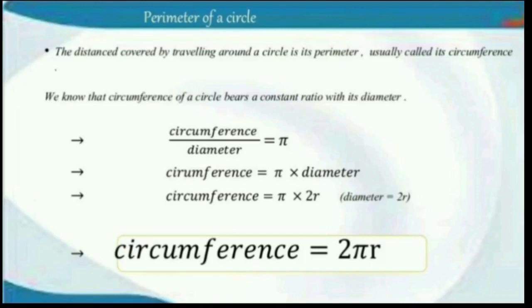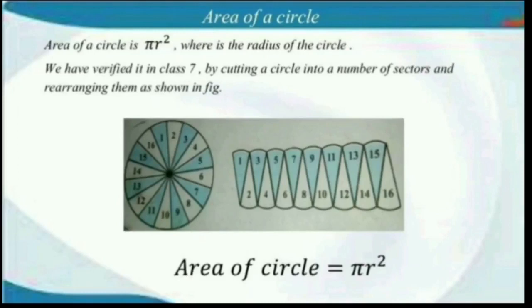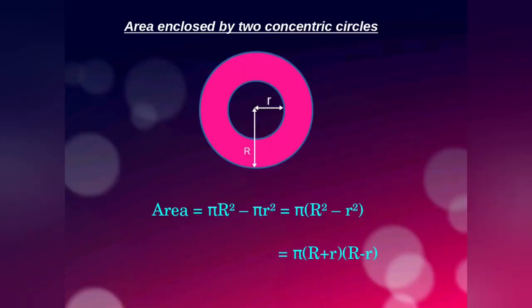So, circumference by diameter is equal to pi. Therefore, the circumference is equal to pi into diameter. That is equal to 2 pi r, where diameter is equal to double the radius. Therefore, the circumference of a circle is equal to 2 pi r. Also, we know that the area of a circle is pi r square, where r is the radius of the circle. Let us see some more useful results.